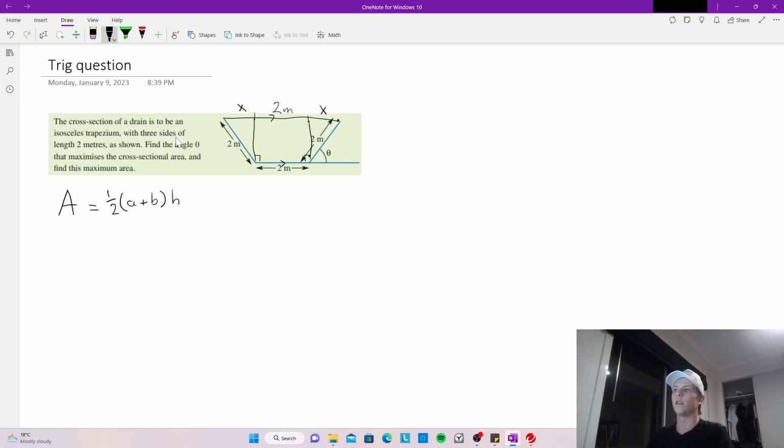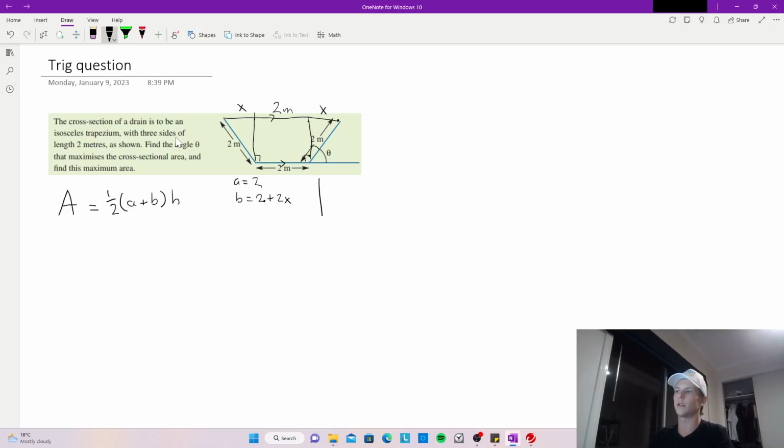Alright, then we're going to assign a first, so we're going to let a equal 2, and we're going to let b equal 2 plus 2x, as we've got the 2 here, and we've got our 2x values. And then we're going to let h, we don't actually know h yet, but that's what we're going to figure out right now. So first we're going to find x. To find x, we're going to have to use this angle in here.